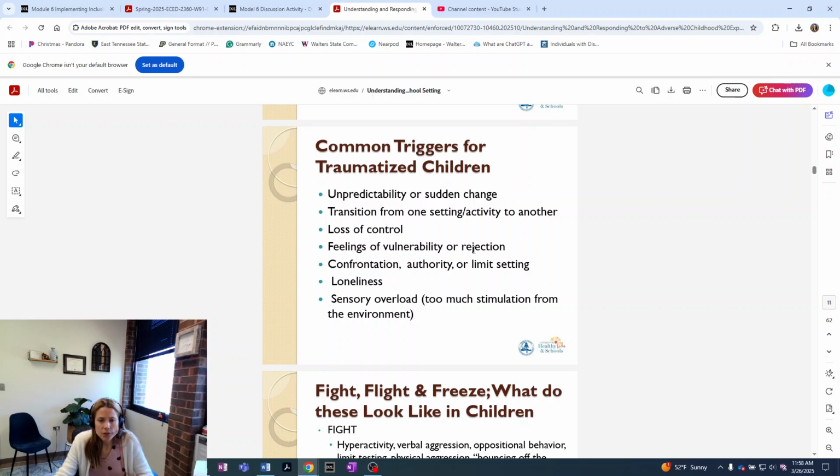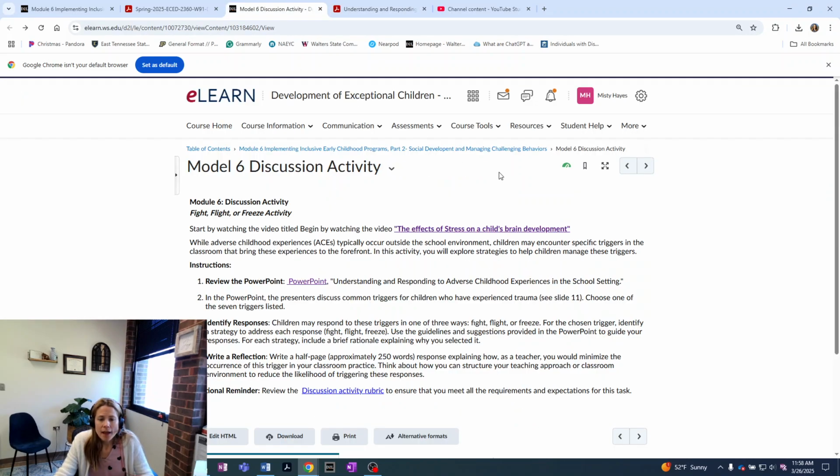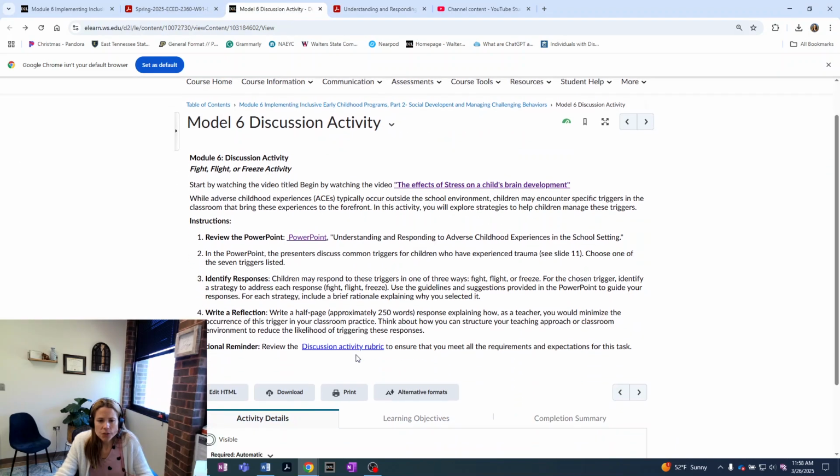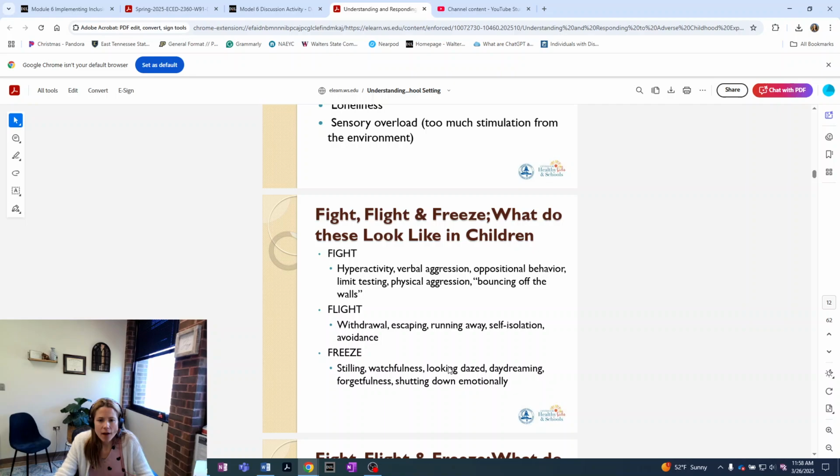All of these can be common triggers for children who are traumatized. So, I want you to choose one of these 7 triggers. And then what I want you to do in the discussion board, and in the slide we talk about what it looks like. So how do children respond? Children are going to do one of 3 things. They're going to fight, flight, or freeze.